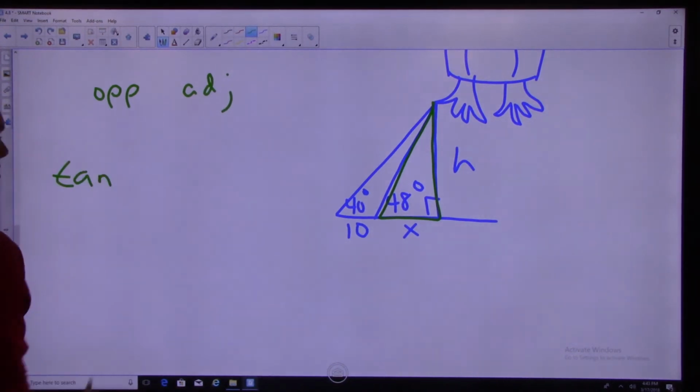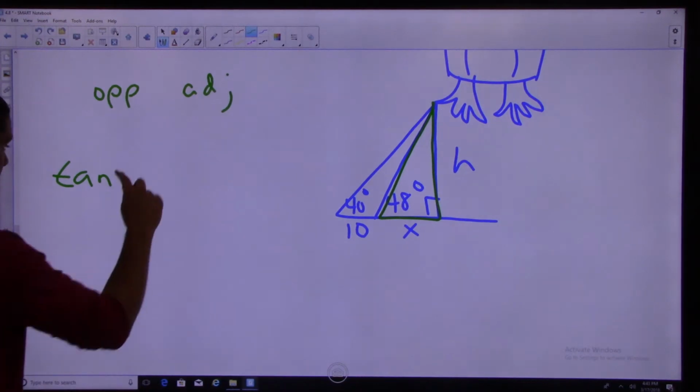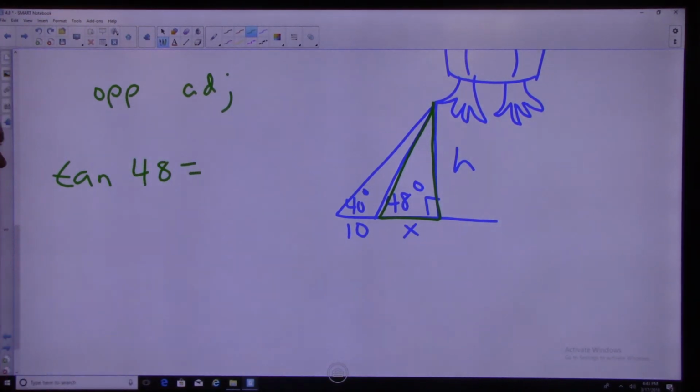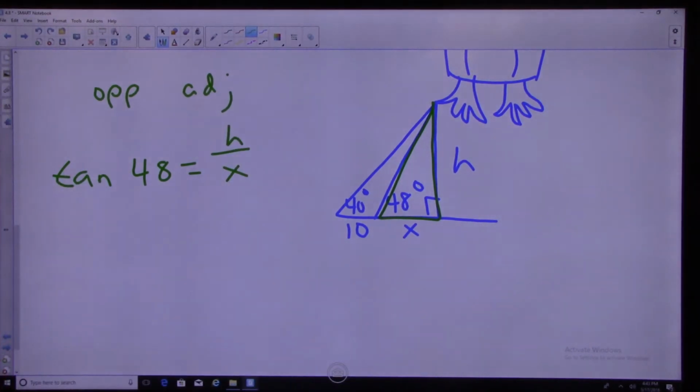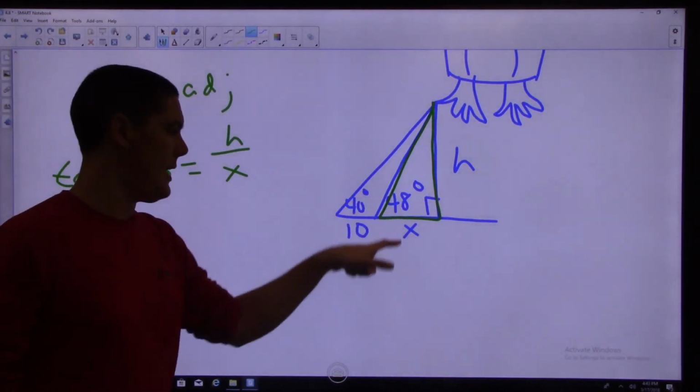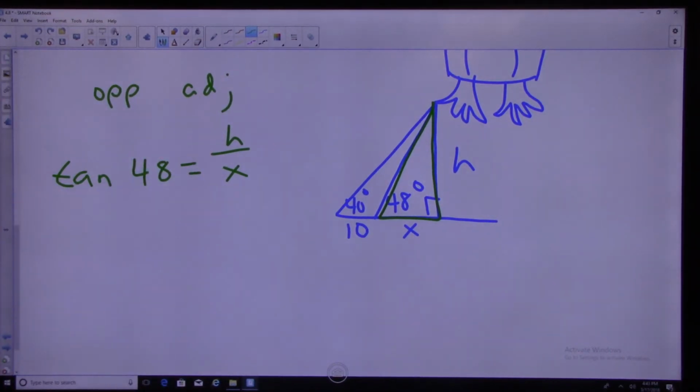Now, tangent is not always going to be the trig ratio you use, but in this case, yeah, the tangent of 48 is going to equal h over x. The reason it's h over x, guys, is that h is the opposite and x is the adjacent. Tangent's always opposite over adjacent.